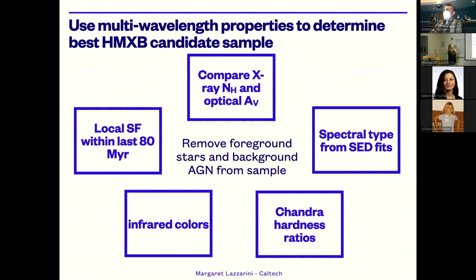So I want to emphasize that what we try to do in our analysis is we have a system of flags that we raise for each of these things. So we don't say one strike and you're out for a source, because there could be a real reason that an HMXB might not fit into one of these criteria. For example, for the local star formation within the last 80 million years, if it got a really massive kick, it might be moving outside of its parent environment. If it has a flat looking SED, it could just be really embedded in dust. So we try to use this. If it raises multiple flags, then it's going to be more suspicious to be something that's not a high mass X-ray binary in one of these galaxies.